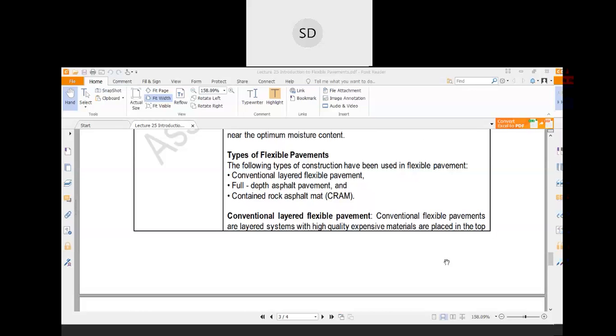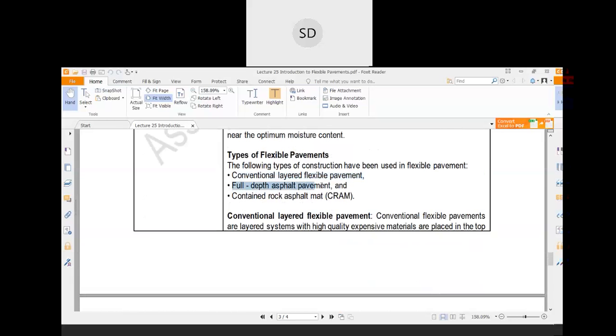Now, types of the flexible pavement. There are different types of flexible pavement, and generally they are classified into three types. One is conventional layered flexible pavement. Conventional layered flexible pavements are the flexible pavements which we have already discussed, where the pavement consists of different layers of the materials.